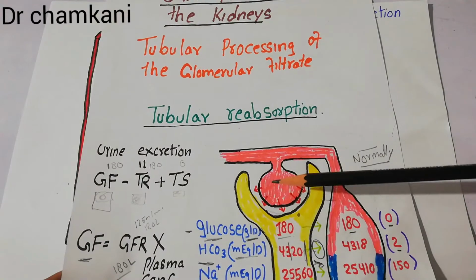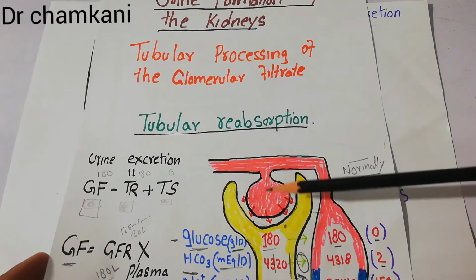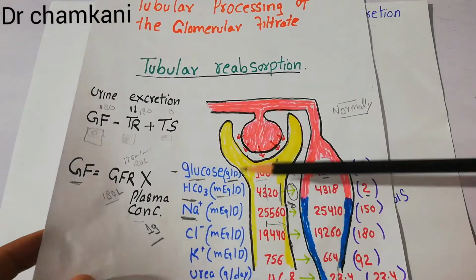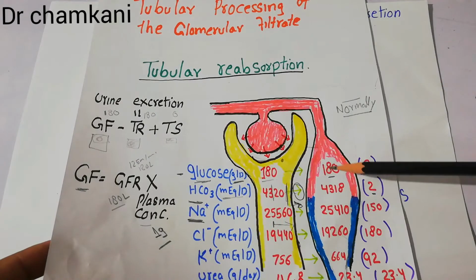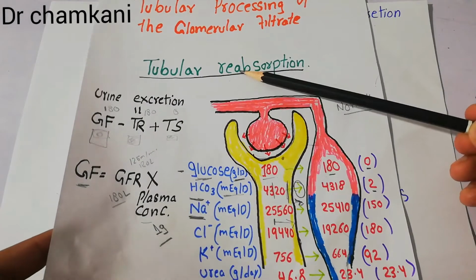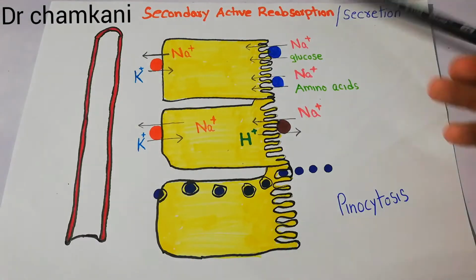process, initially there is filtration and then tubular reabsorption. Filtration occurs in the nephrons, blood is filtered and filtrate moves into the nephron tubules. After filtration there is tubular reabsorption. Some of the substances are reabsorbed into the blood, some substances are secreted, and that reabsorption can be passive or active.